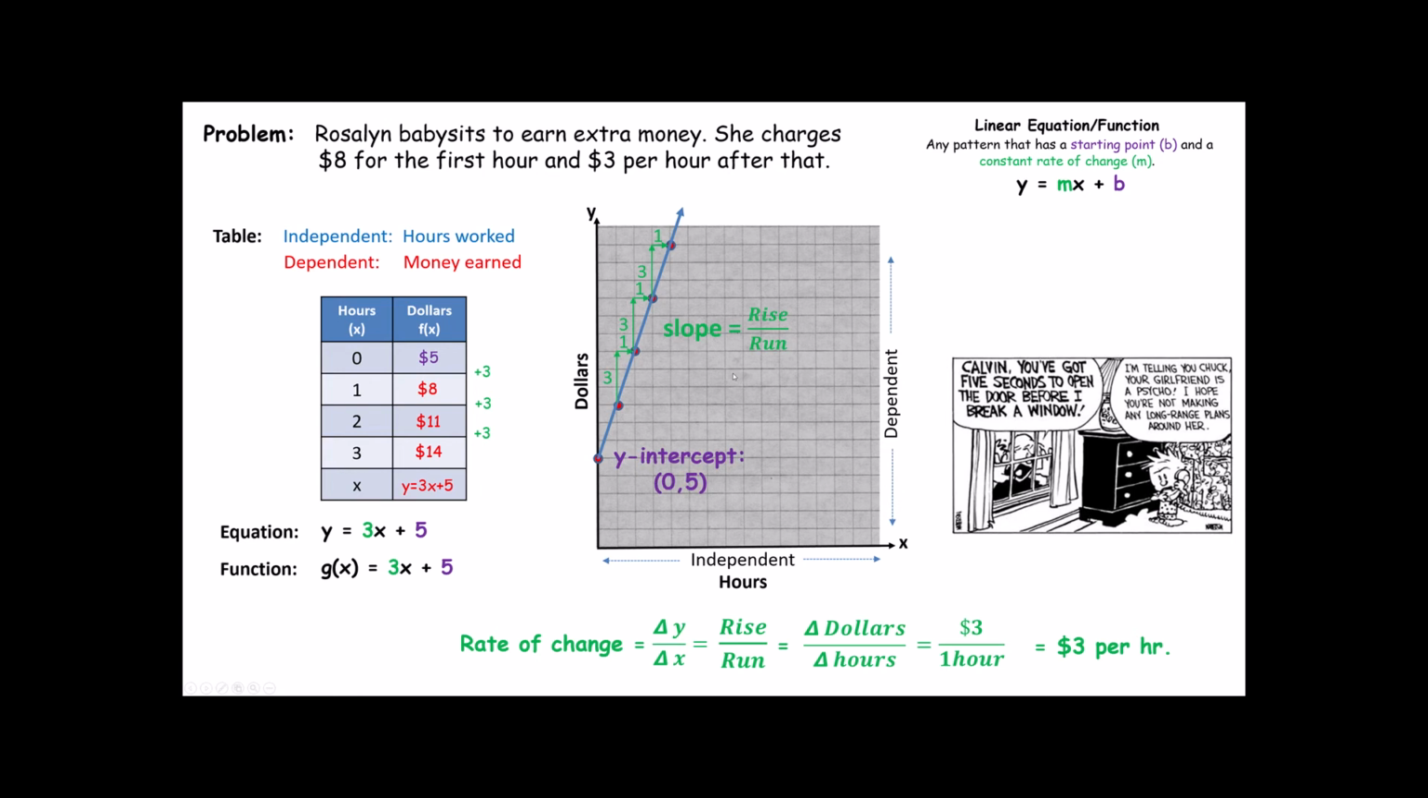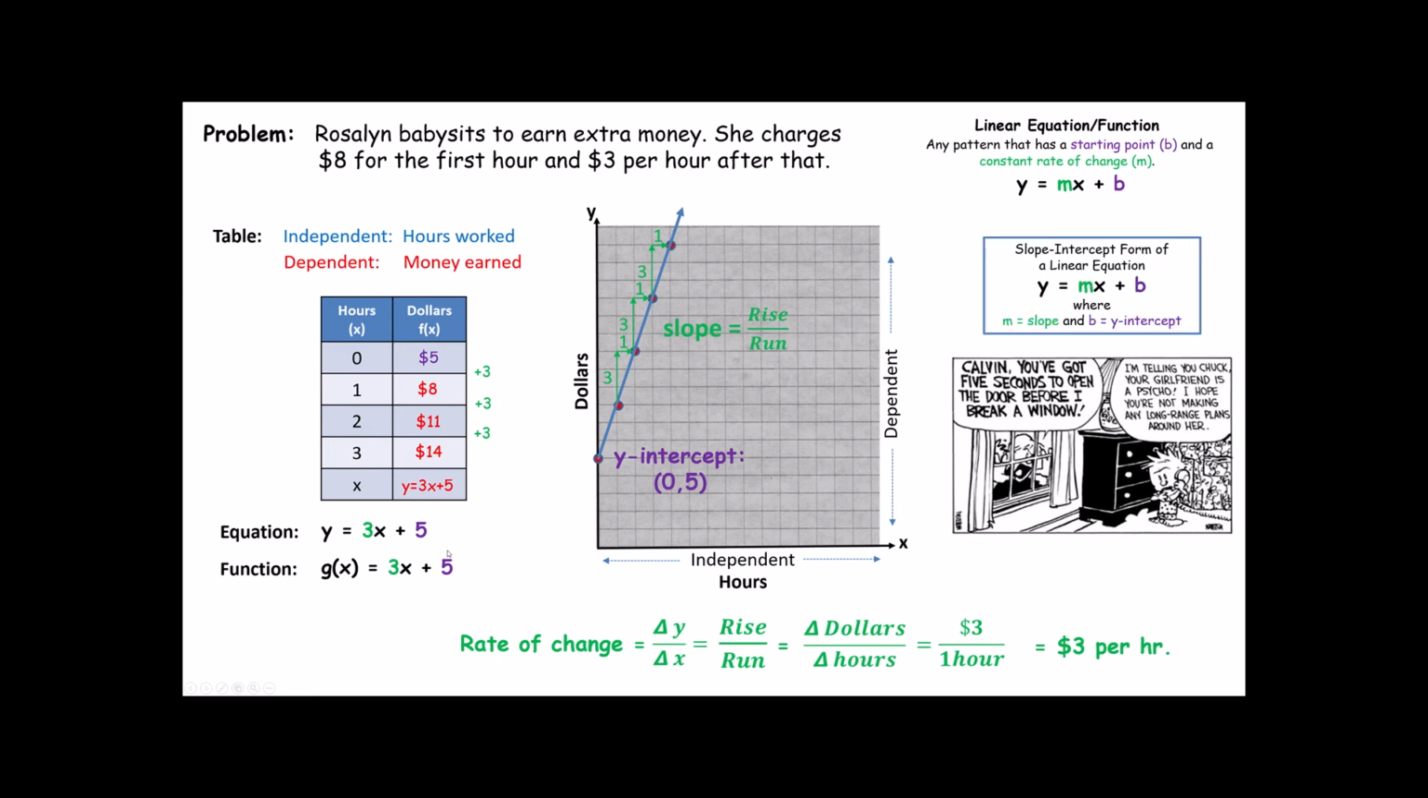Likewise, if you look at where we cross the y-axis, that's known as the y-intercept, you have the coordinate (0, 5). Notice that when you have 0 hours, you get $5. That's the same as this number right here, this 5. In fact, your slope will be the same as your constant rate of change. Your y-intercept will be the same as your starting point or initial value.